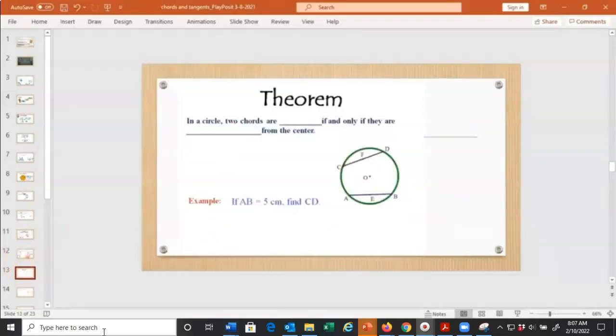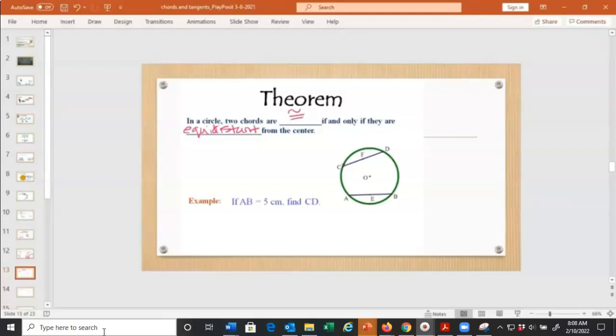All right, our next theorem. Here it says in a circle, two chords are congruent if and only if they are equidistant from the center. Remember, equidistant means equal distance. It's a fun word, equidistant. So let's draw what that means.